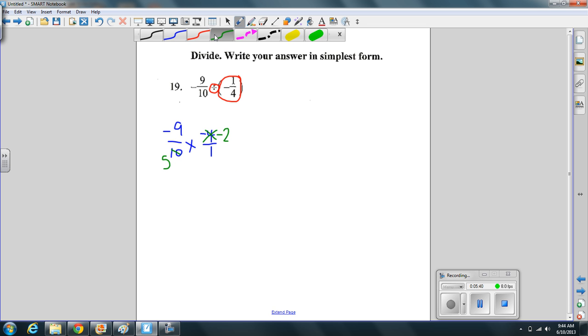Now we can multiply straight across. Negative 9 times negative 2 is 18. Remember, a negative times a negative is a positive, and your denominator is 5 times 1. How many 5s in 18? 3. So 3 times 5 is 15. How many more to 18? 16, 17, 18. Makes 3 over 5. So there's your solution.